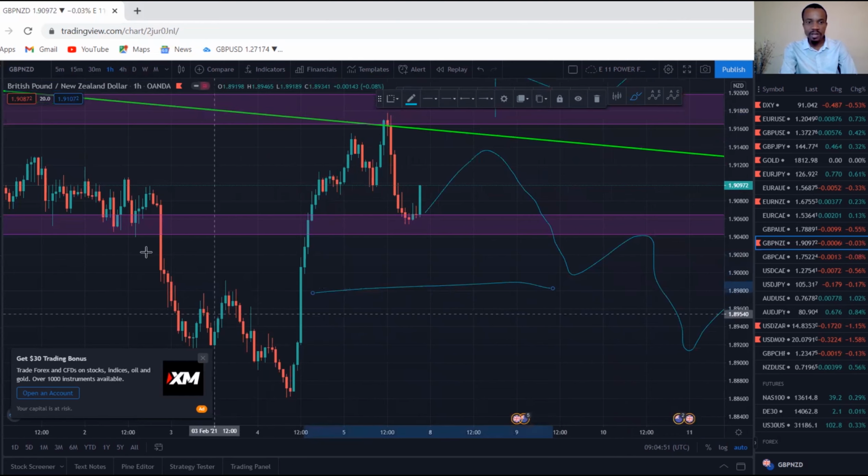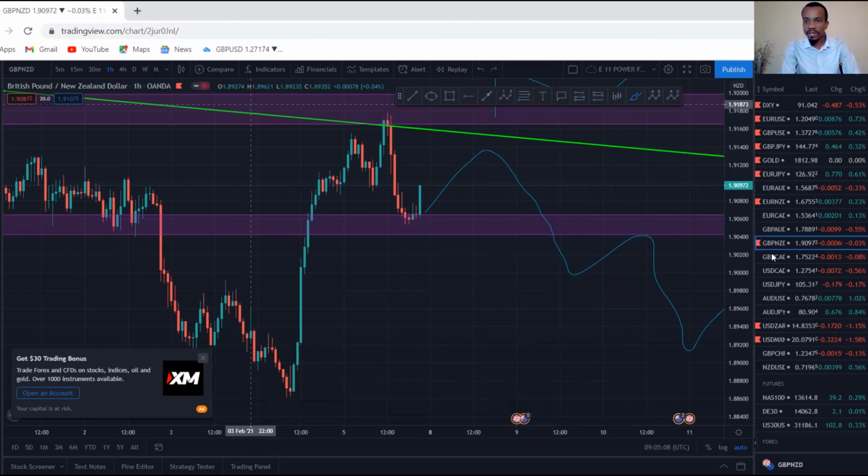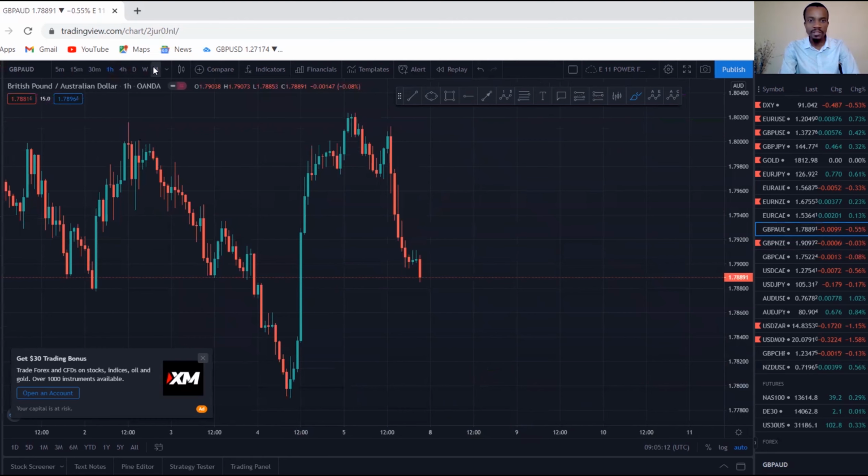Then the second take profit on the 1-hour time frame will be on this area, if we execute and take our entry around this area going to the downside. So that's our thought process on GBPNZD. Let's take a look at GBPAUD. Let's go to the higher time frame.